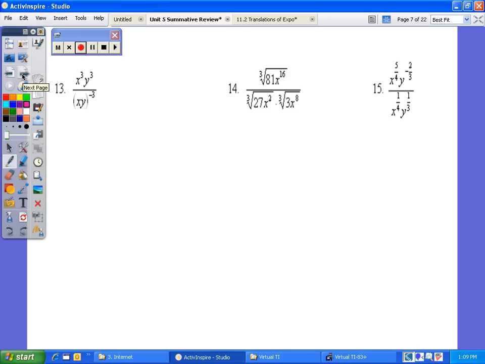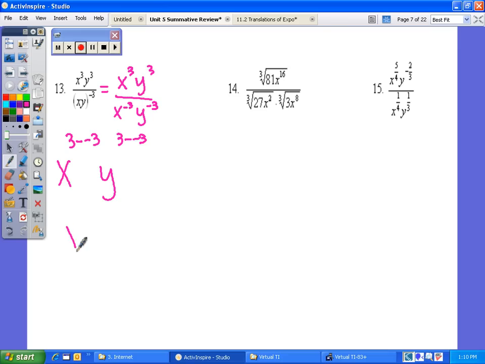Alright, this next one you want to apply the negative 3 first. So you want to make this x to the negative 3 and y to the negative 3. And now, since this is division, you want to subtract 3 minus negative 3 and 3 minus negative 3. That's not 0, guys. So if you got 0, it's not. It's going to wind up being x to the 6 y to the 6.